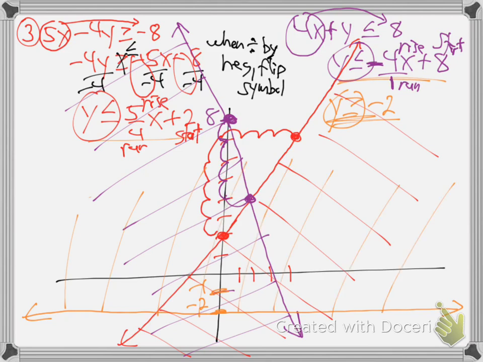So where do all three shadings overlap? Right in this little triangle. Right there. That's the final answer to the question. There we go.